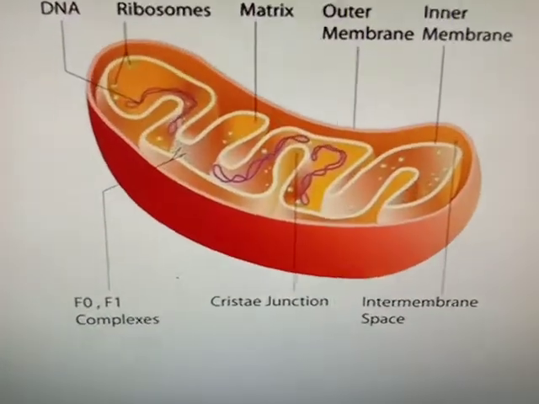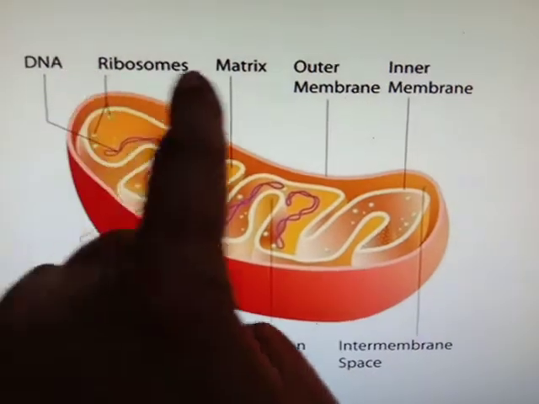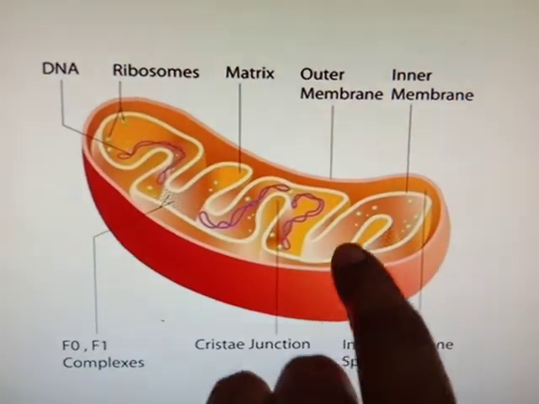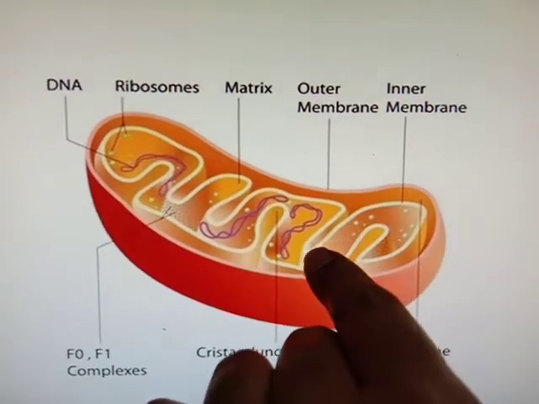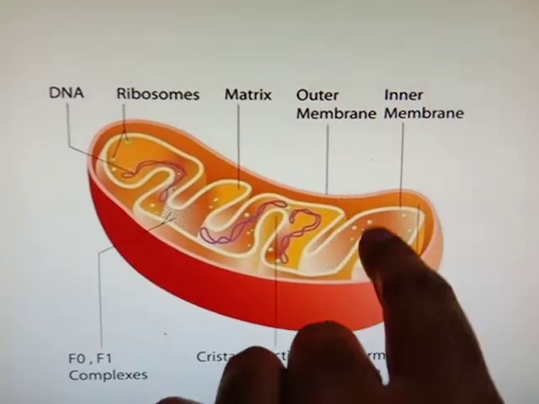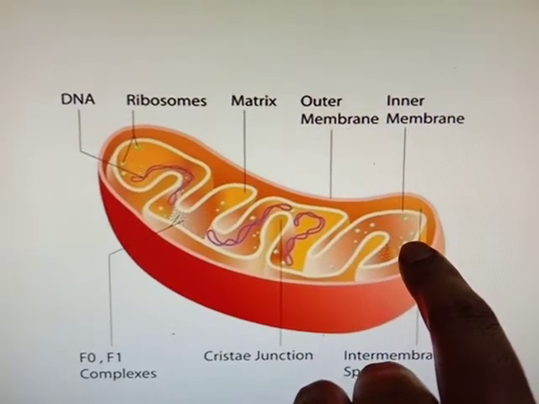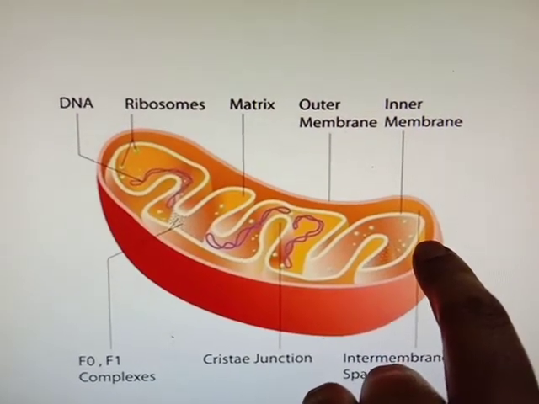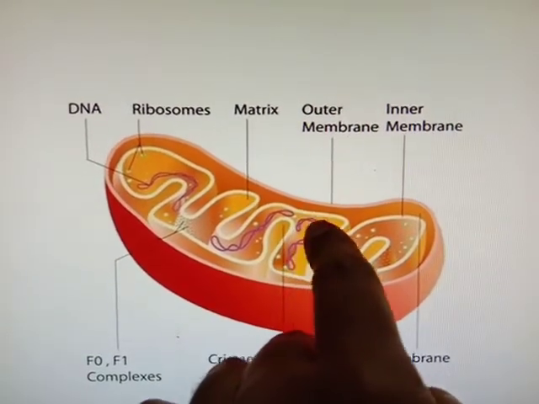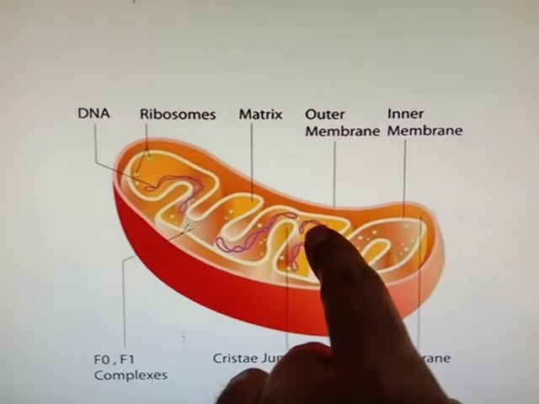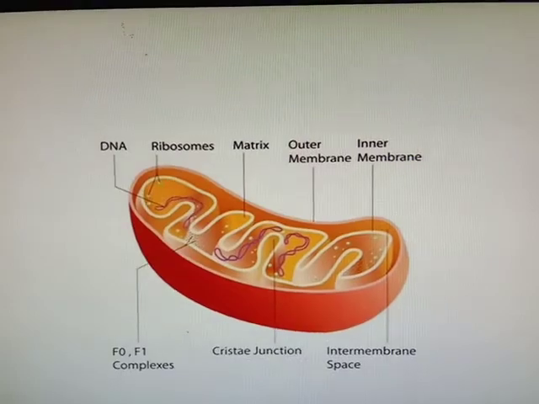Here is the image of mitochondria. This is the outer membrane of mitochondria, which is simple. Then this is the inner membrane of mitochondria, which is folded to form cristae. The space between this inner membrane and outer membrane is called the intermembrane space. And this is the matrix of mitochondria.